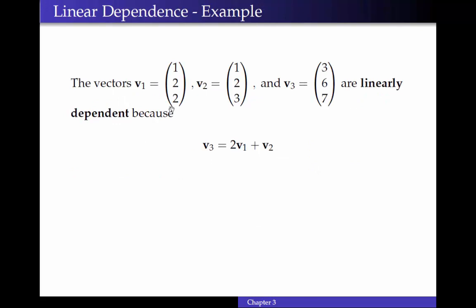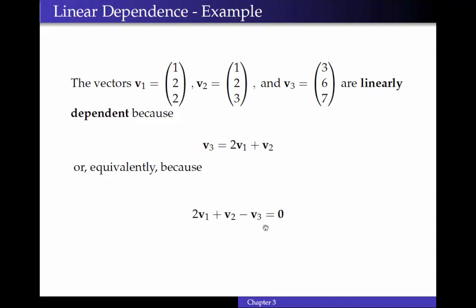Okay, so here's an example. I have 3 vectors, and these vectors are linearly dependent because if I add 2 times v1 plus v2, so that would be 2 plus 1 is 3. 2 times 2 is 4, plus 2 is 6, and 4 plus 3 is 7. So v3 can be written as a linear combination of v1 and v2. That's one way to write this. Or I could write that 2v1 plus v2 minus v3 is equal to 0.